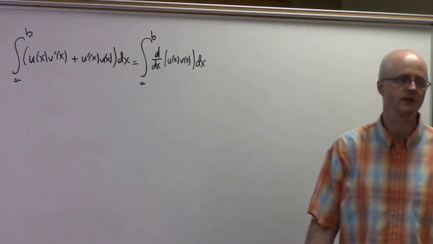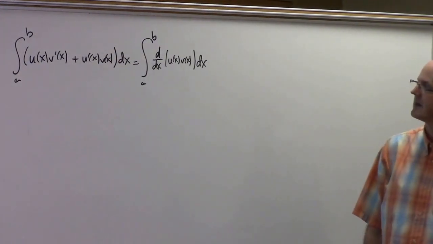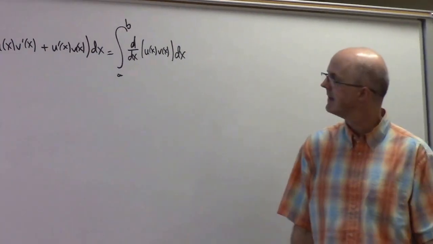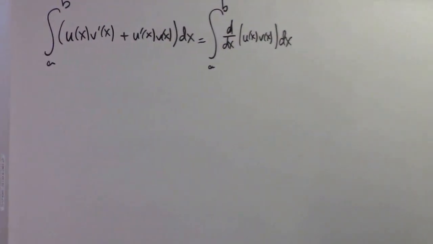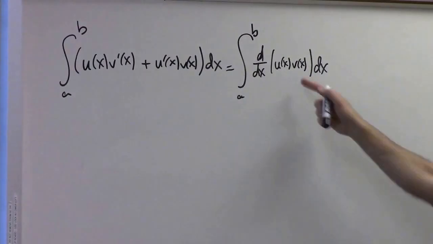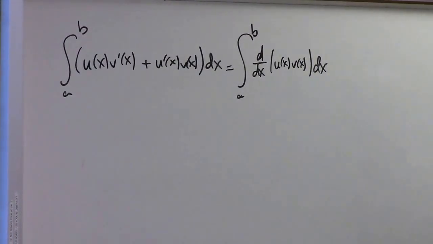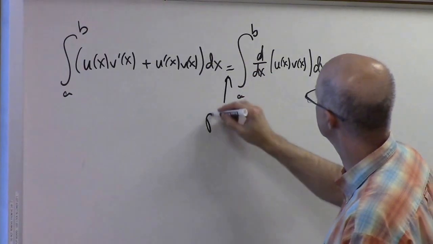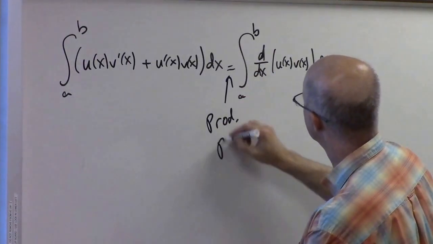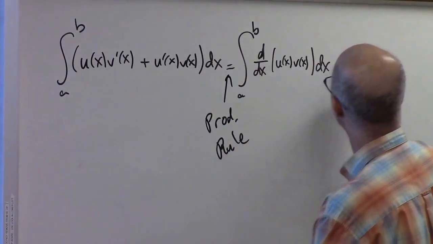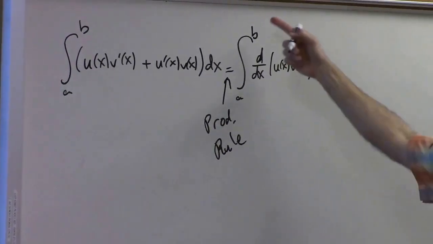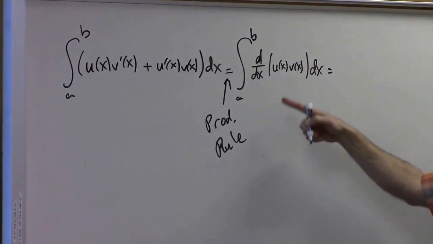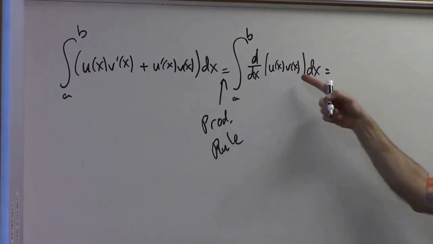You're assuming your functions are nicely differentiable, and it also works if your derivatives are continuous. Everything's nice here. So you're integrating a derivative of something, by the fundamental theorem of calculus. This is the product rule right there. By the fundamental theorem of calculus, find an antiderivative of this, plug in b, and subtract what you get when you plug in a.